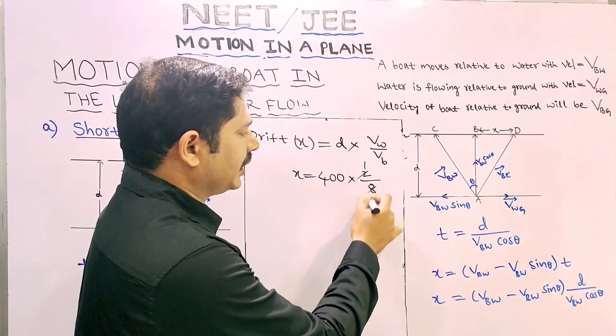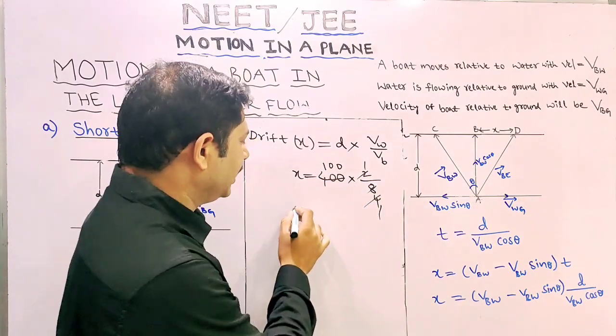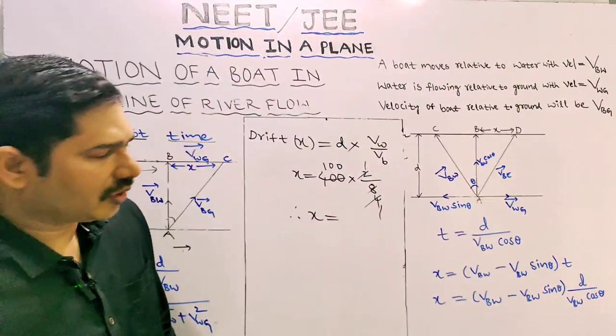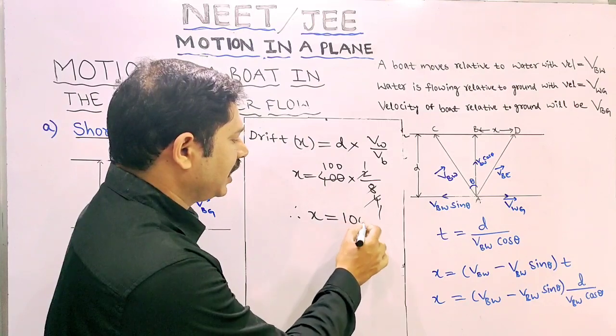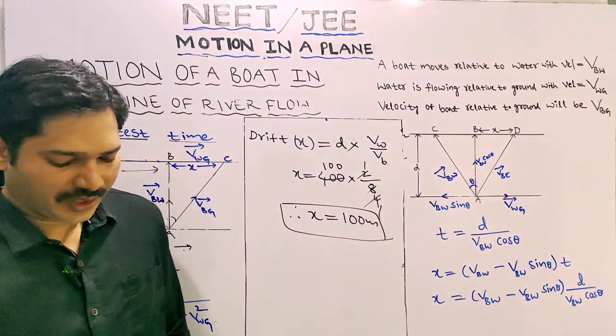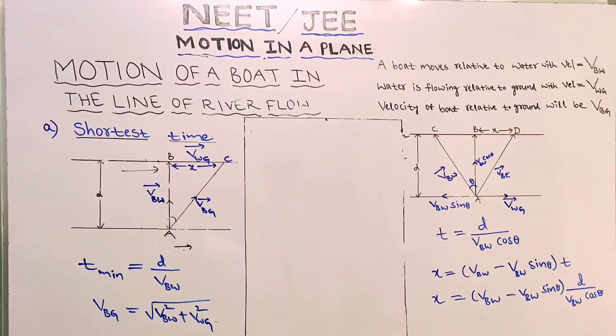So 2 ones are 2, 2 fours are 8, 4 ones are 4, 4 hundreds are 400. Therefore x equals how much? Drift is 100 meters. Which option is correct? The fourth option is correct. So next one we can observe. You can observe the next problem on the screen.